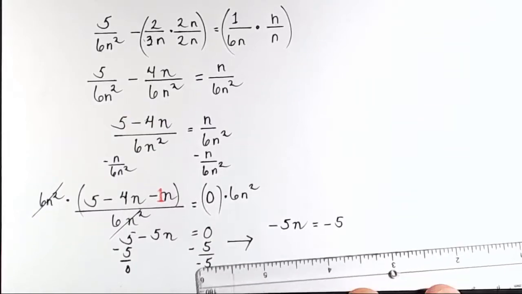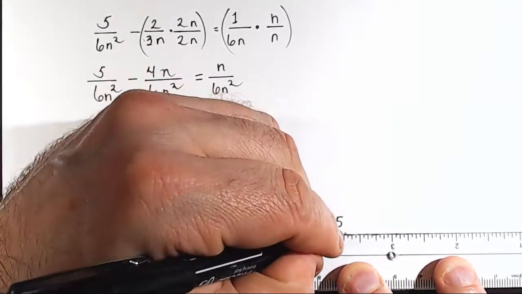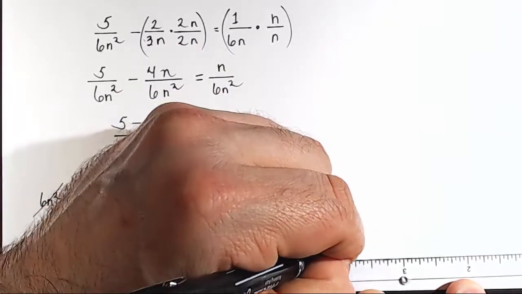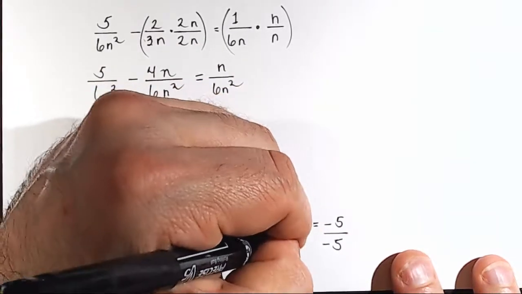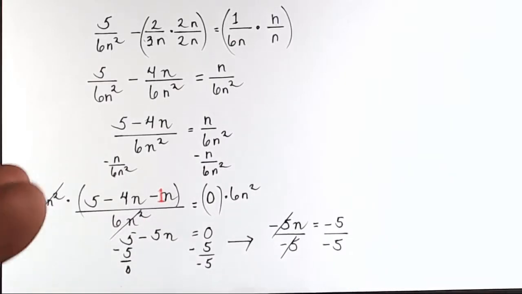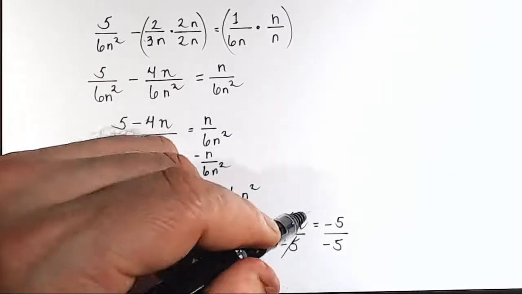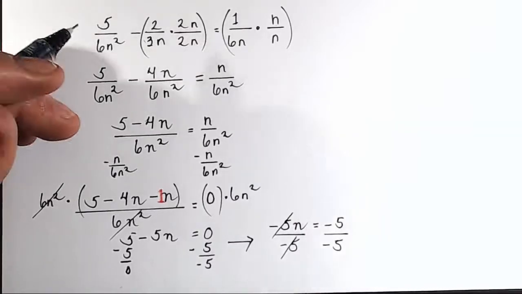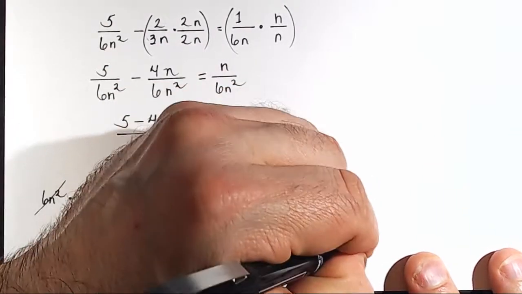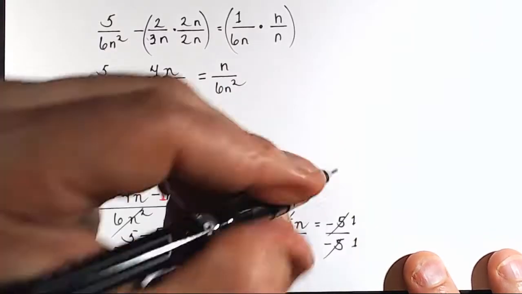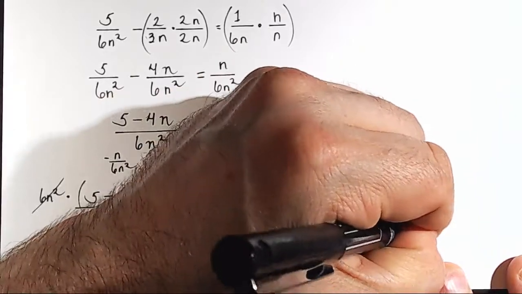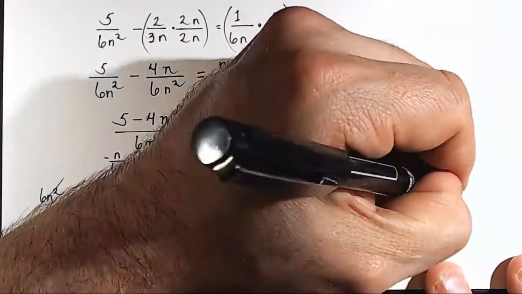Okay, we can get the n by itself by dividing both sides by negative 5. On the left, the negative 5s cancel out. And on the right, we have the same thing over itself. So negative 5 divided by negative 5 just reduces down to 1. Okay, 1 over 1. So that means, therefore, n equals 1.